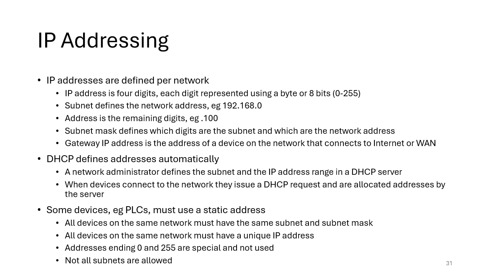So addresses ending 0 and 255 are not allowed. 255 is used for broadcast and 0 is just not allowed. And there are some subnets that are restricted as well. So often you'll see something like 192.168.0. That's a common subnet allowing up to 254 devices using addresses from 1 to 254.